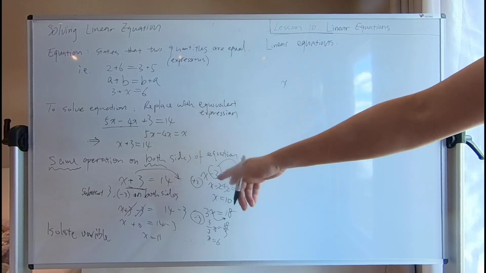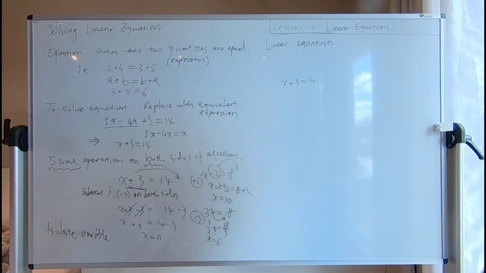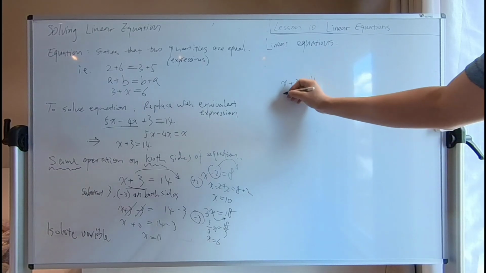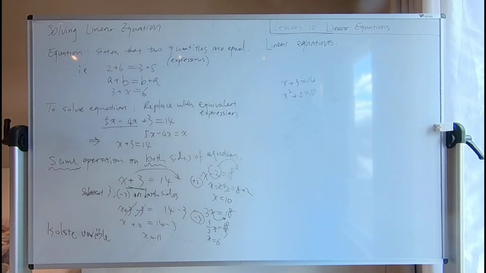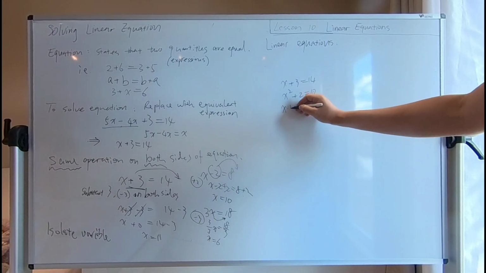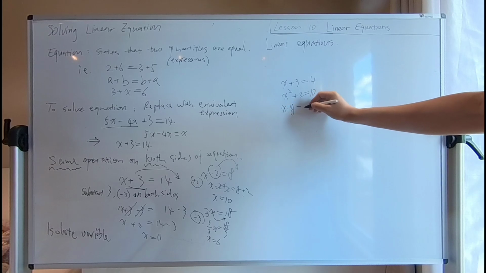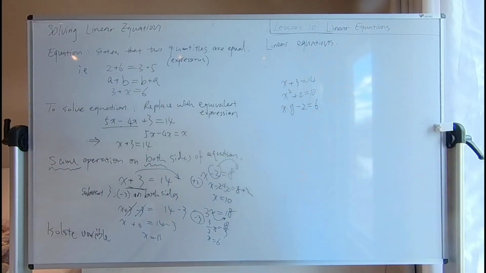For example, we just had x plus 3 equals 14. It's an equation, right? We could, of course, have other equations such as x squared plus 2 equals 10, for example, right? Because x can be any form. I can even have one unknown variable x multiplying another unknown variable y, minus 2 equal to 6, for example. These are all different forms of equations. But what is a linear equation?